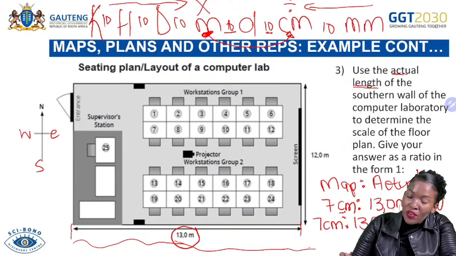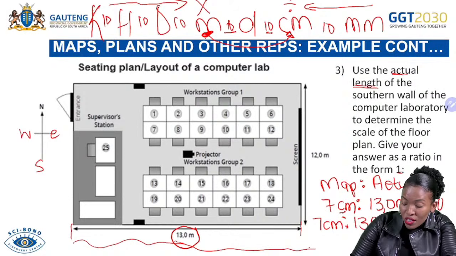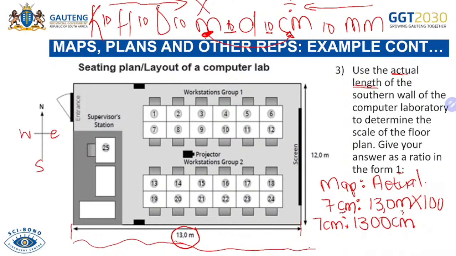Another thing about the ratio scale is that it must always be in its unit form. So here they told us that they want it as 1 is to something. So to change the 7 and make it a 1, we must divide by what? By 7. What we do on the left hand side, we must also do on the right hand side. So then you're saying 1,300, take out your calculator, divided by 7. The answer is 185.71. So it means this is the scale that was used on this plan.